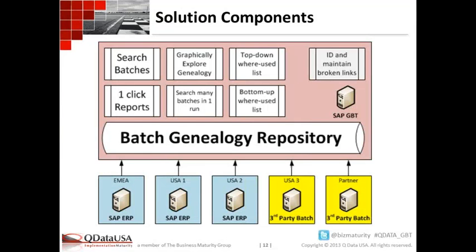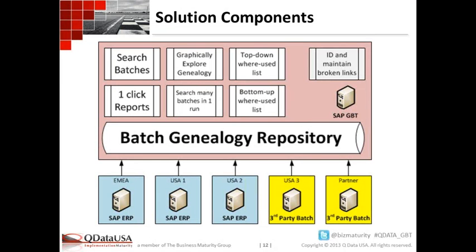So if I go through the components that make up GBT, there's several of them over here. First of all, at the bottom side of things is our integration with our ERP ECC system. So however many you have, we'll be tying in and pulling the information out there and putting it in our batch genealogy repository. All right. If you have third-party batch management type solutions, or they're also part of your process, then we pull those through web services into the batch repository, and we store it over there.